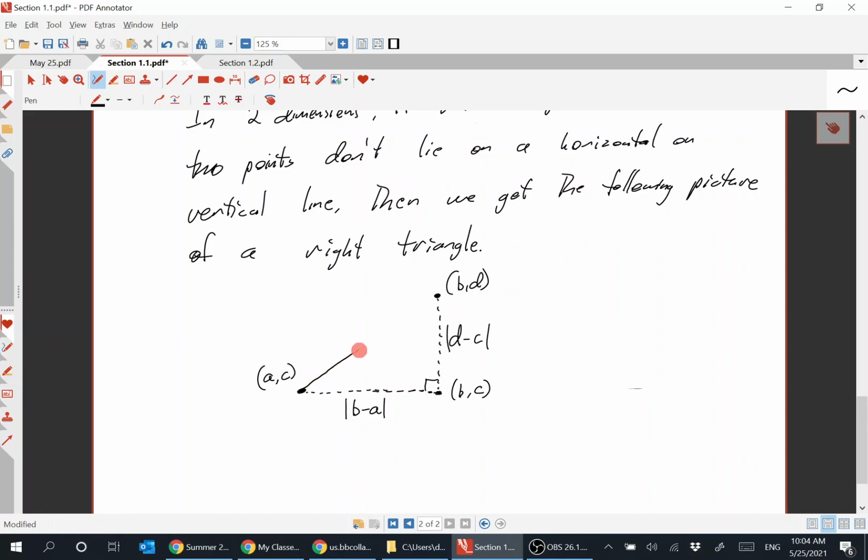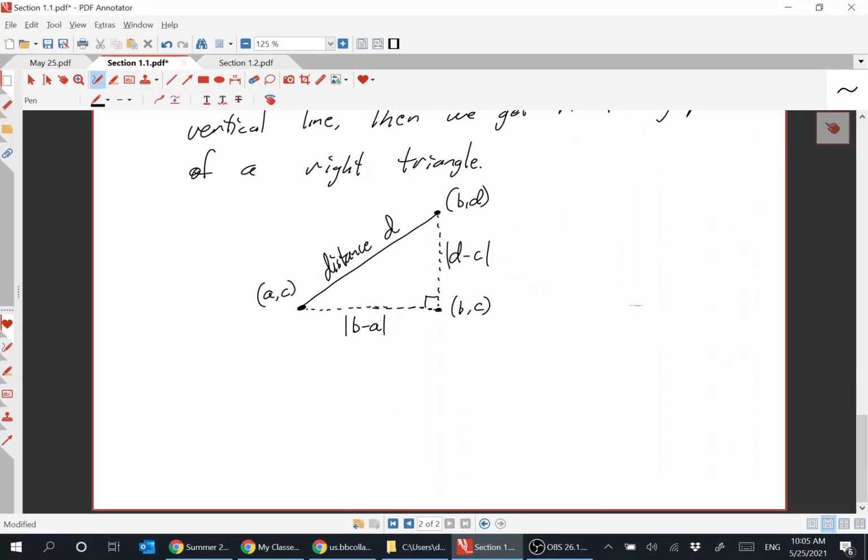And then this is the distance between these two points here, the straight line distance. And that is what we want to calculate. So this distance, D, well, since we have a right triangle, we've got the Pythagorean theorem, that this length squared plus this length squared is this length squared. So D squared is equal to the absolute value of B minus A, squared, plus the absolute value of D minus C, squared.